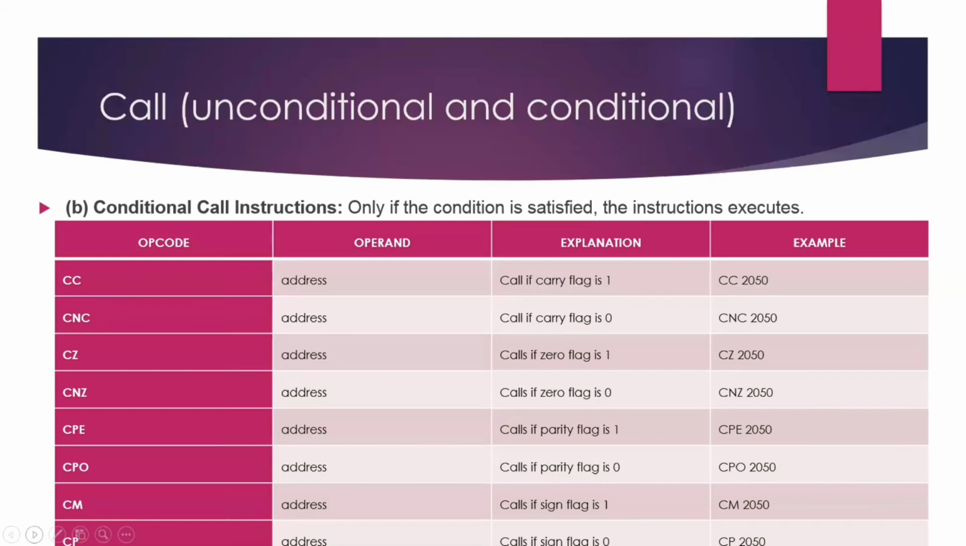CPE is call if parity is even, parity flag is 1. CPO is call if parity is odd, parity flag is 0. CM, call minus, is call if sign flag is 1. CP is call plus, call if sign flag is 0, where the instruction executes a particular specified memory location, and a sign extension is required.